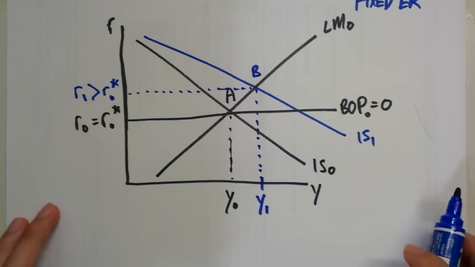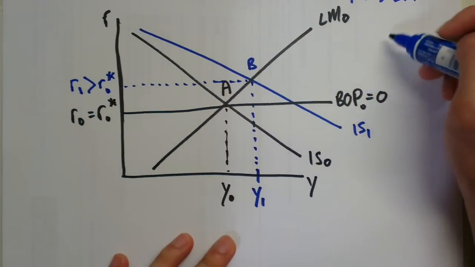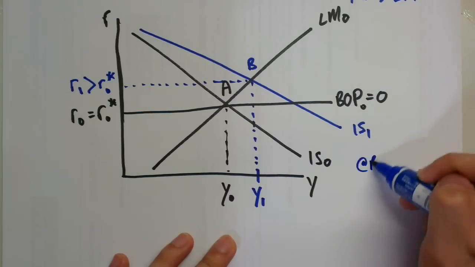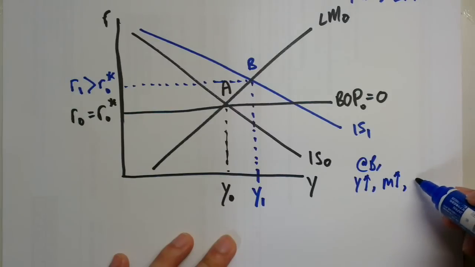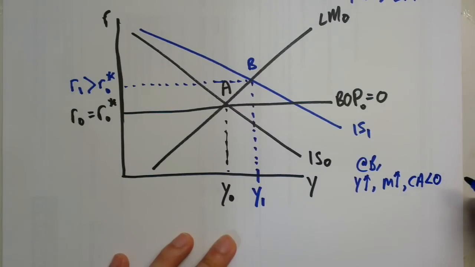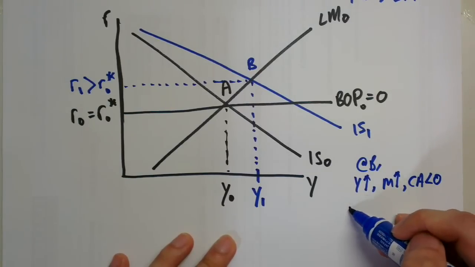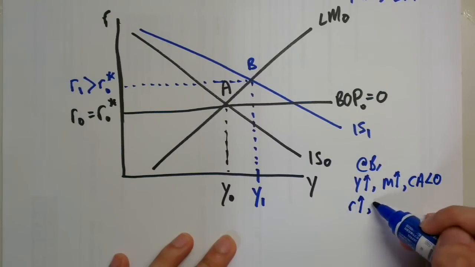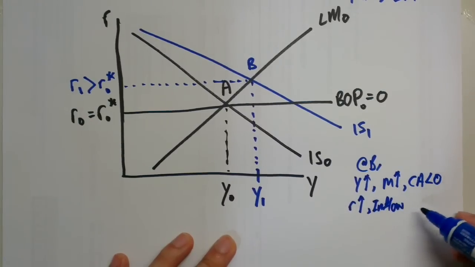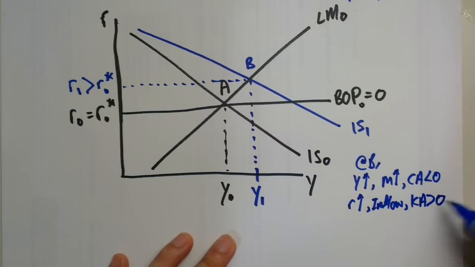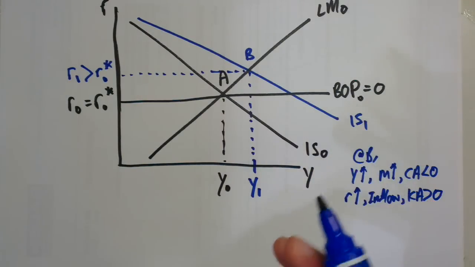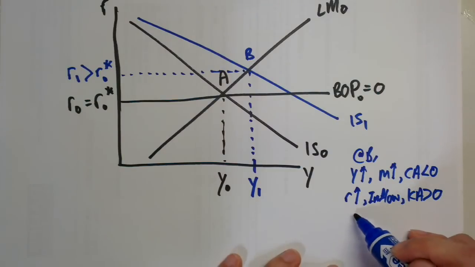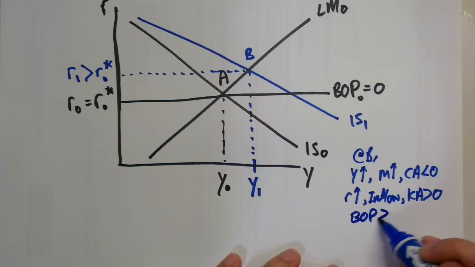Okay, now here's the interesting part. We know that at point B, output has increased, imports have increased, therefore my current account is less than 0. Okay, and at the same time my interest rate has increased, there is an inflow of capital, therefore my capital account is more than 0. And because this is perfect capital mobility, the effect of the capital account on the balance of payment is going to be much greater than the current account. So therefore my balance of payment is going to be eventually more than 0.